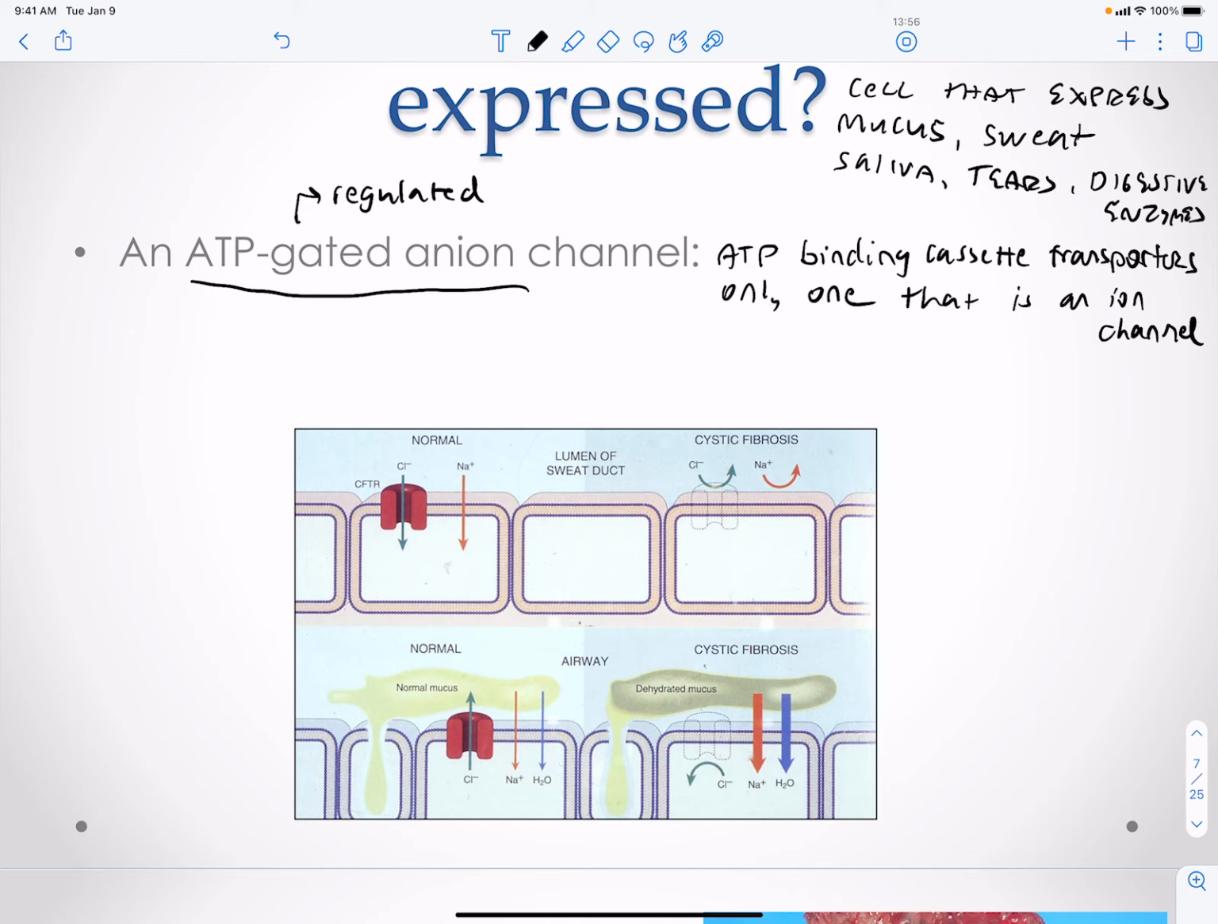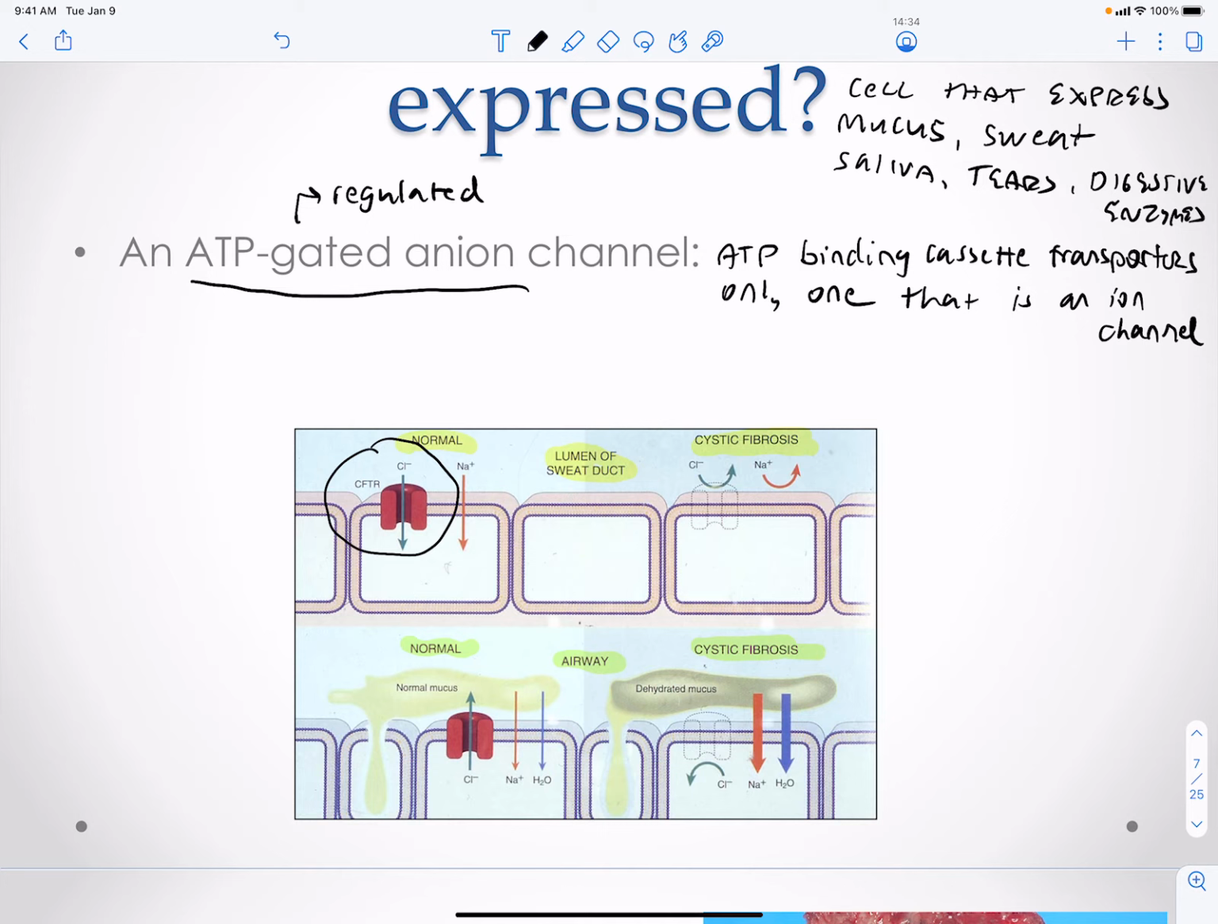or closing this gate. And so this is just an image that shows you a normal versus a cystic fibrosis. Over here we have a sweat duct, and in the middle an airway. And again, we're going to have normal and cystic fibrosis. Basically, in normal, you're going to have your ATP driven chloride channel bring chloride from your lumen into your cells. And sodium will follow chloride, so that will bring in sodium.